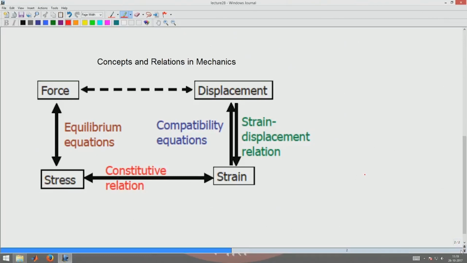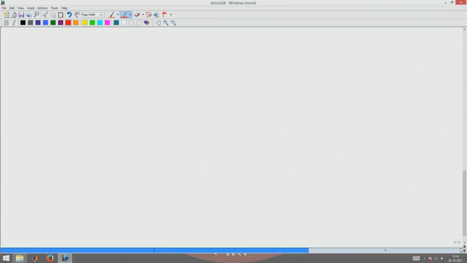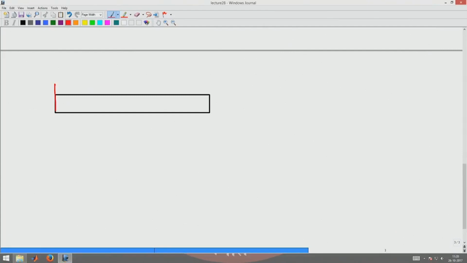Okay, so towards that, what we are going to do is see what happens when I twist a bar. When I twist a bar and fix this end, and apply a torque T like that, what happens to a straight line here? What happens to the straight line there?